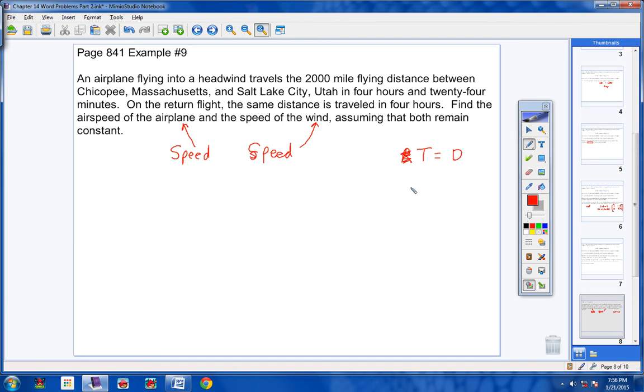Getting rid of r, I'm going to put s. Speed times your time equals your distance. Now this formula really works well because we're dealing with speed, time, and distance. Okay, so let's grab this formula and let's come over here.